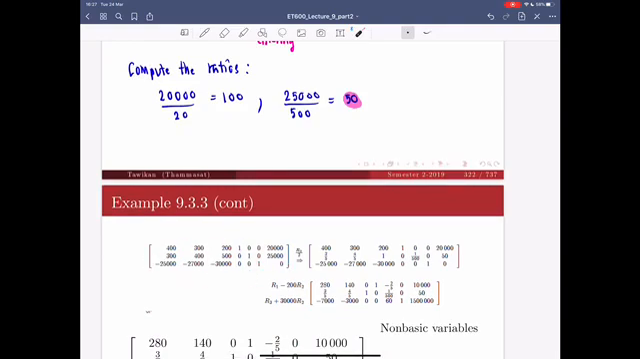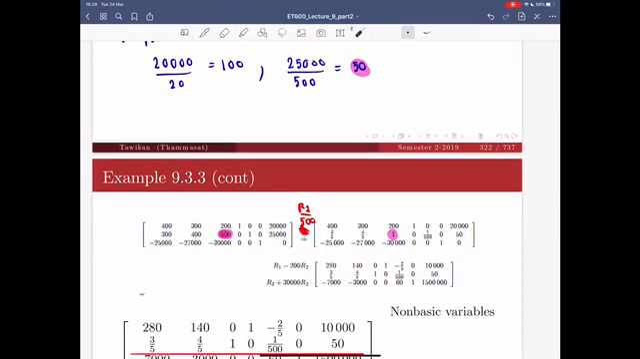I divide the second row. Looks like I have a typo over here. I divide the second row by 500. So let's erase that. Divide the second row by 500 because I want a 1 in that spot. Okay. So let me highlight my pivot element. By dividing the second row by 500, I get 1 in that spot. So it's a typo.